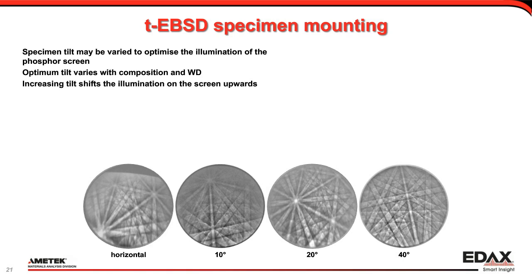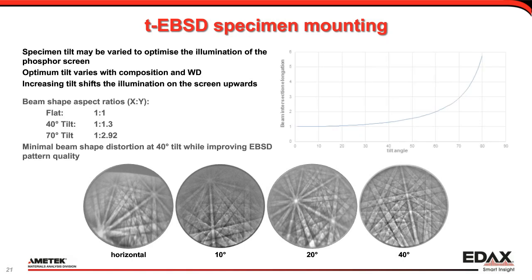An argument to keep the sample horizontal would be to minimize the beam cross-section where it hits the specimen. But tilting the sample a little bit does not affect that too much, as you can see in this chart. The effect of the specimen tilt up to about 40 degrees is very limited.